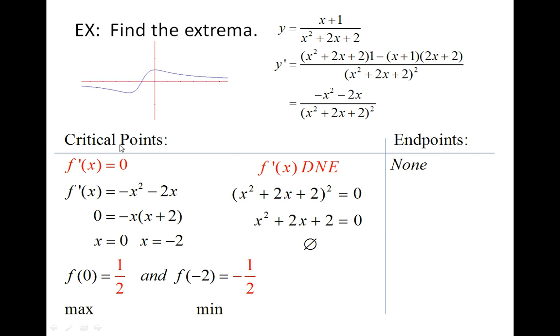By definition, critical points are places that make the derivative 0 or where the derivative does not exist. And then endpoints are a separate category. So your endpoints are not considered critical points. They're just considered endpoints. And again, the 1/2 and -1/2 are final answers there. Those are the extreme values. So 0 and -2 are the critical points. Whoops, and a half and -1/2 are the extreme values.